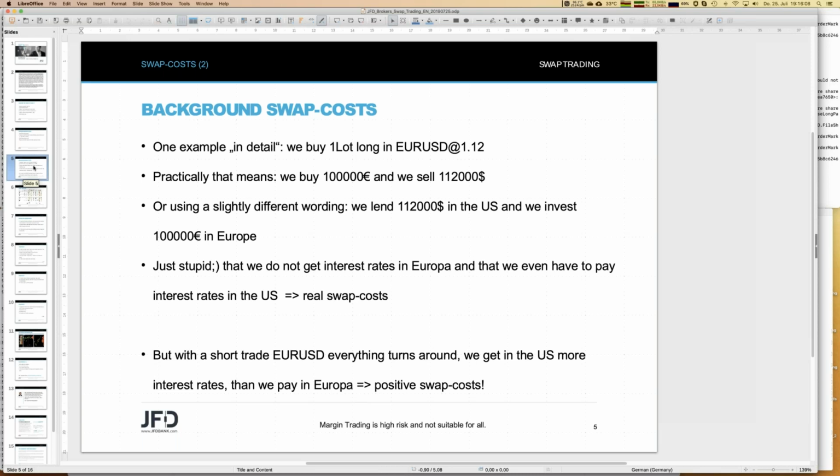But now let me change my wording slightly. What it really means is we lent $112,000 in the United States and we invest 100,000 euros in Europe. So lending money in the US, investing in euros. That's what we are really doing with the one lot long trade euro US dollar.